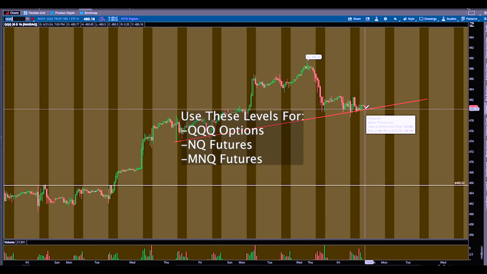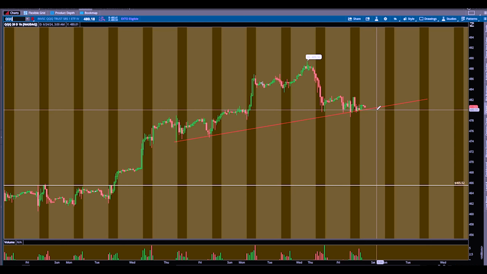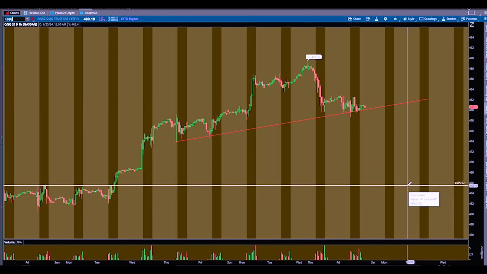If you trade futures, you can trade NQ or MNQ. But I like puts once we get a close on the hourly below this. We know our stop's going to be a close on the hourly above it, right? Very simple. Now the bounce level is quite a ways down, but this is a solid support.